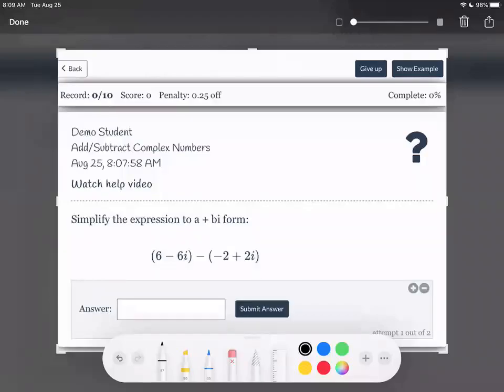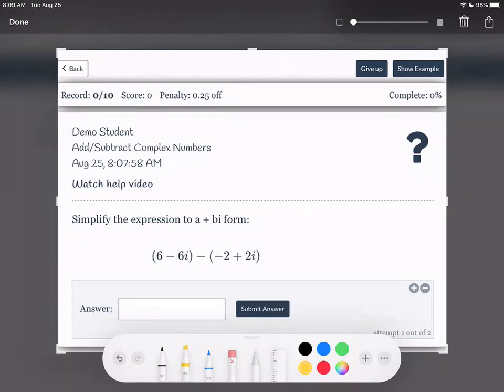Okay, so for these, we're actually subtracting these two complex numbers because you can tell there is a minus sign in between them. When you're subtracting two complex numbers, you want to combine like terms. For example, this 6 is a like term with the -2 because they both do not have an i. They're both just plain old regular numbers. So we're going to combine those two first.